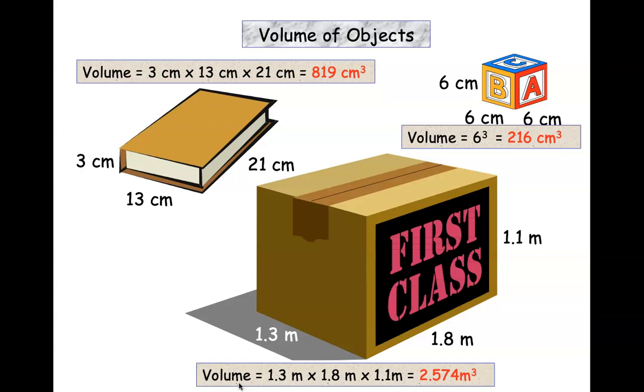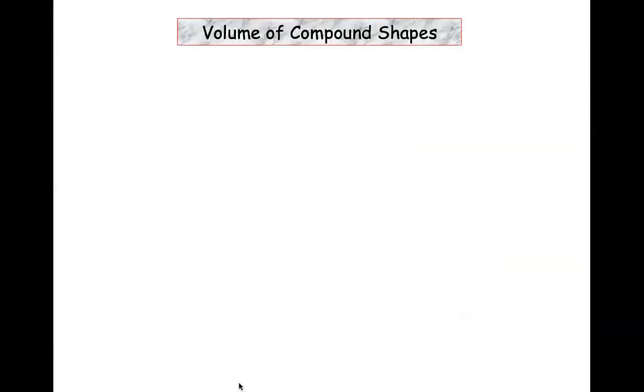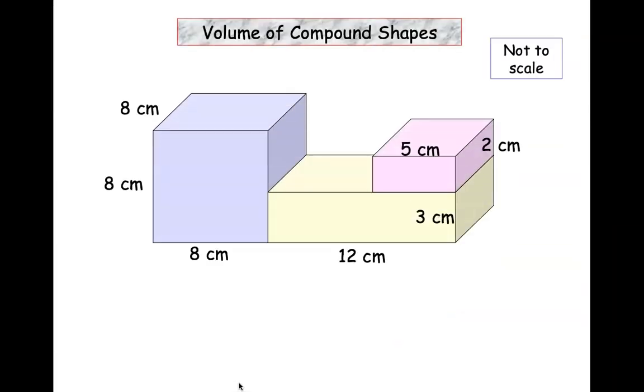That's what we concentrate on. The only other thing to think about when we're thinking about volume in grade 6 is the volume of compound shapes. Now, it's very similar to the area of compound shapes, where, if you recall, we split up the compound shape into different rectangles, worked out the area of each rectangle, and then added those areas up at the end to get the total area. Now, working out the volume of a compound shape is the same principle.